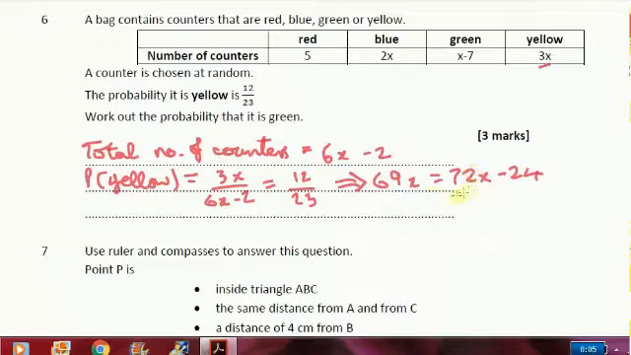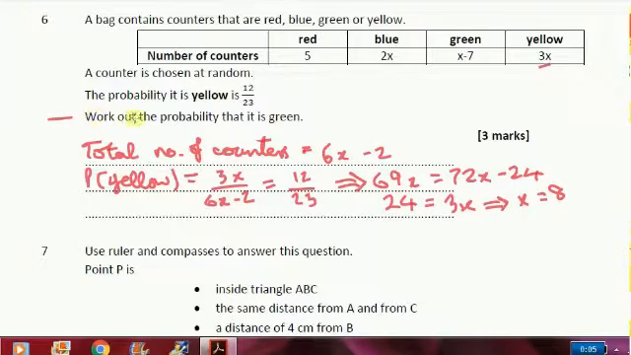Now let's try and get my x's together. On the right hand side I'd have 3x, and on the left hand side take the minus 24 over, 24 equals 3x. I can solve that for x, divide by 3, and I get x equals 8. But that's not the end of the problem, because look at the question.